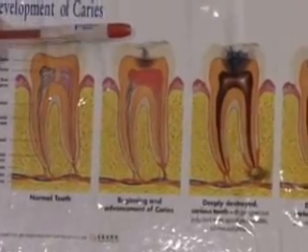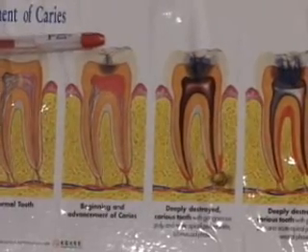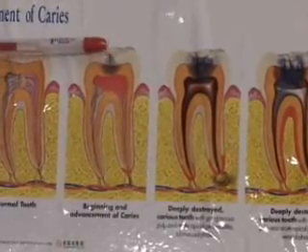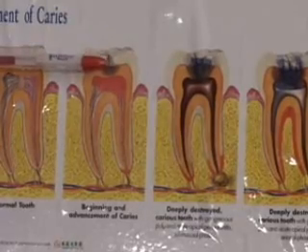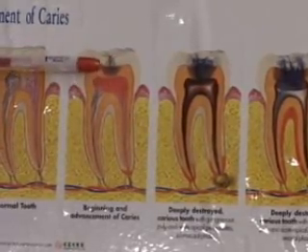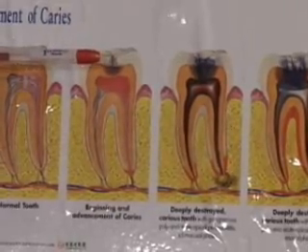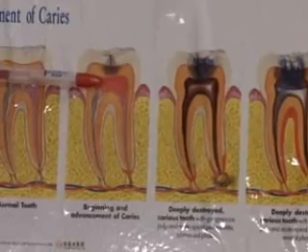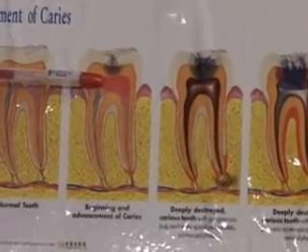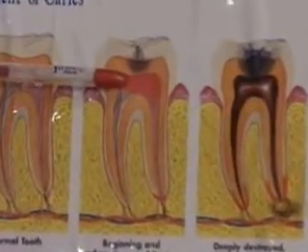Here you see in this picture, we can see a decay starting from the top. That is coming from the enamel into the dentine, and after the dentine it comes to the pulp chamber. Once the decay enters the dentine, we get hot and cold sensations. Once decay enters the pulp chamber, we get very severe pain at night. Sometimes we wake up with the pain.